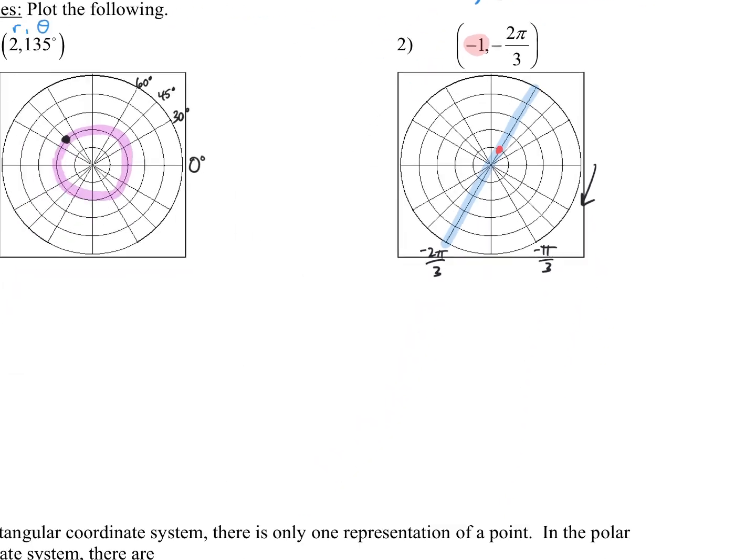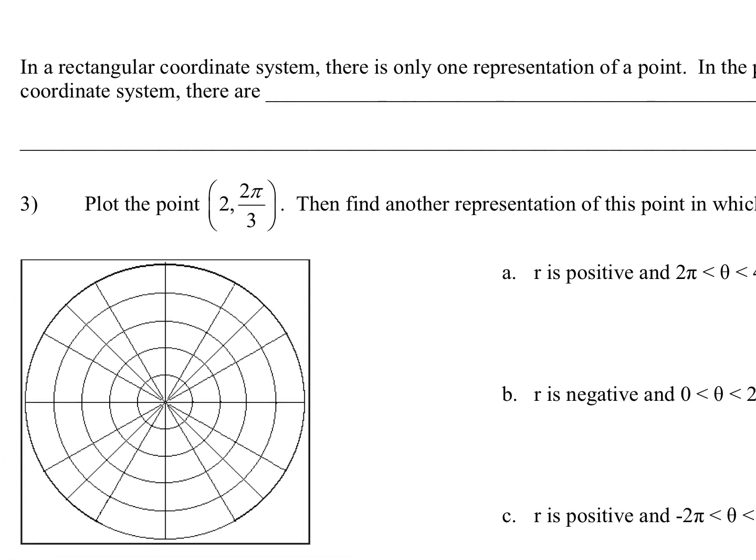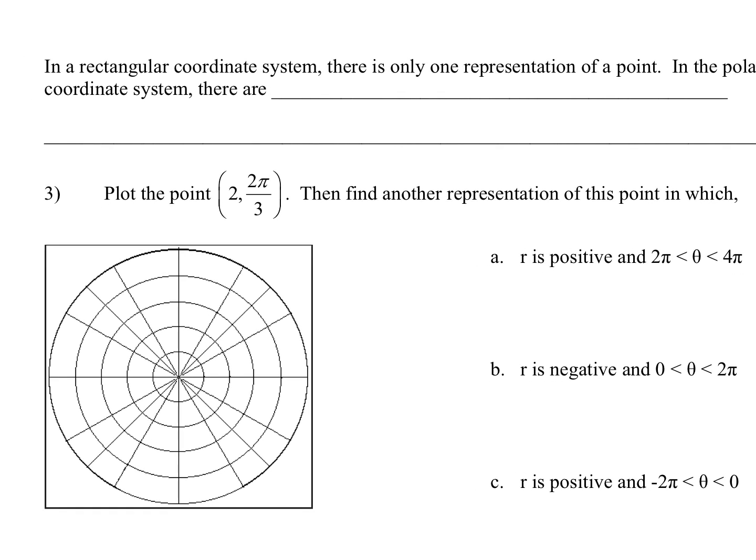So let's move on to page 2. In the rectangular coordinate system, there's only one representation of any point. In the polar coordinate system, there are actually an infinite number of ways to write the same point.